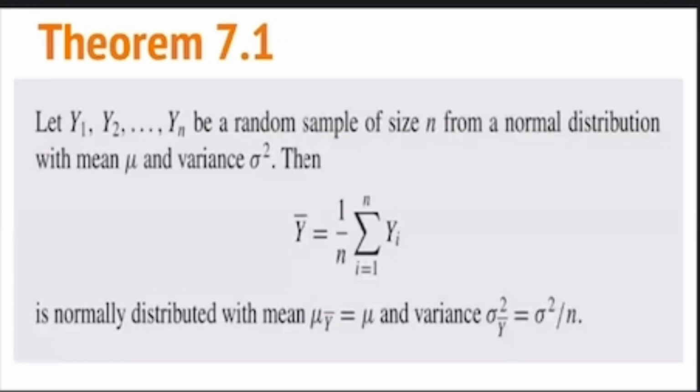If I have y1 up to yn that comes from a normal distribution with mean mu and variance sigma squared, and I know my estimator is actually this guy, where y bar becomes a random variable, I can boldly say the expected value of y bar is still going to be mu. Okay, I'm going to demonstrate that.